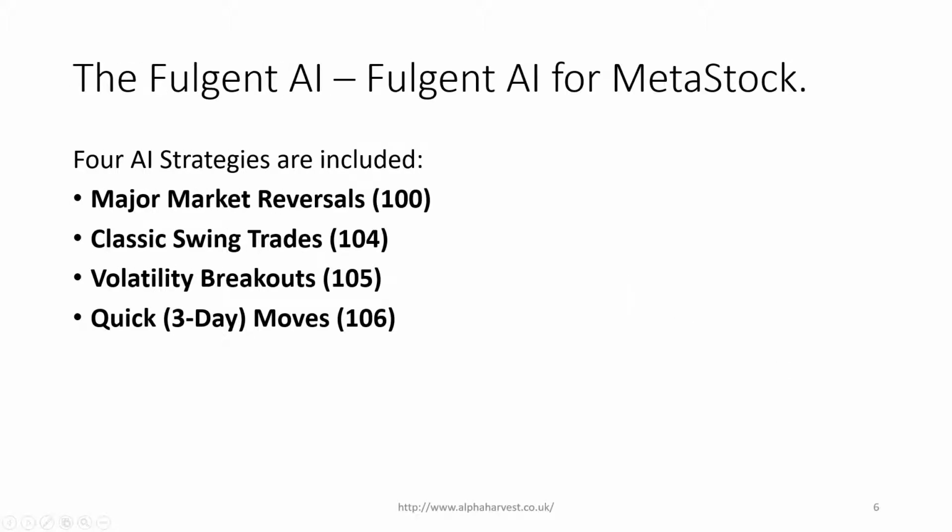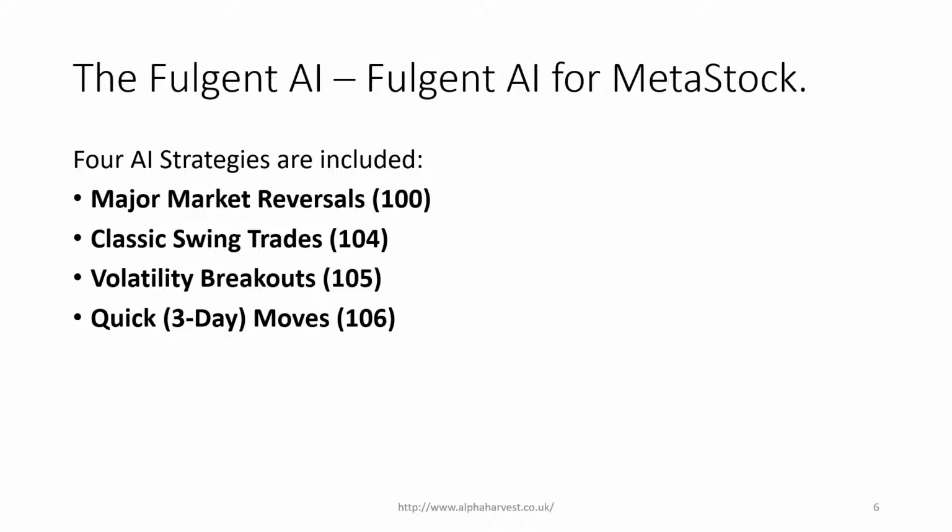We've got the major market reversals, classic swing trades, volatility breakouts, and quick 3-day moves. Now, all 4 of these cater for different trading styles. Whether you're a position trader or a swing trader, major market reversals will work well for you. Classic swing trades are for the short-term trader, day trader and swing trader. Volatility breakouts are also for the more high-frequency type trader. And the quick 3-day moves is another swing trade position.